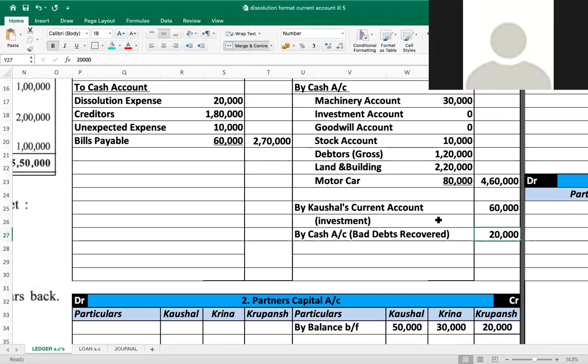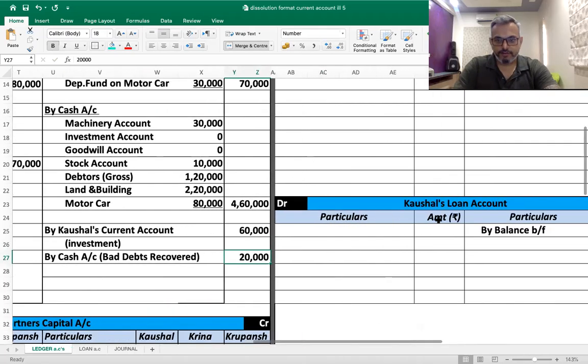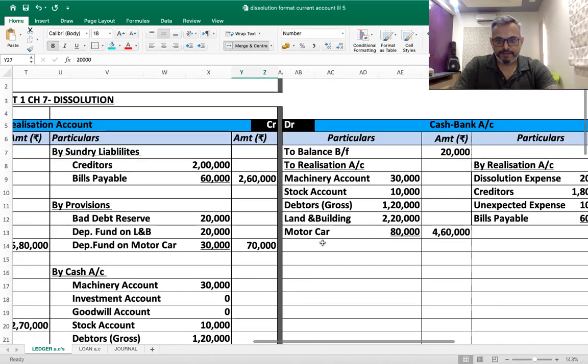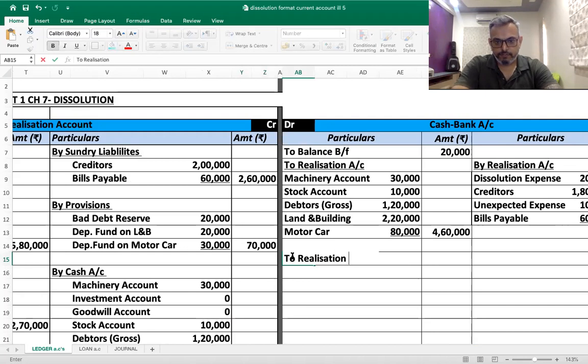Now again cash, so let's give the second effect. So cash account में debit side to realization account, bracket में bad debts recovered or returned, 20,000.